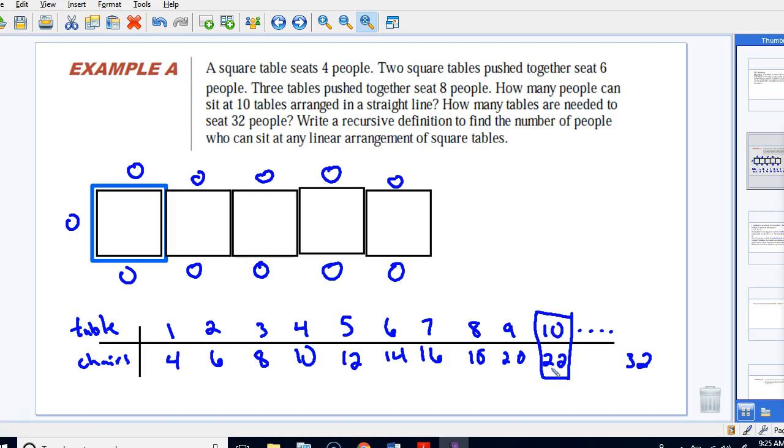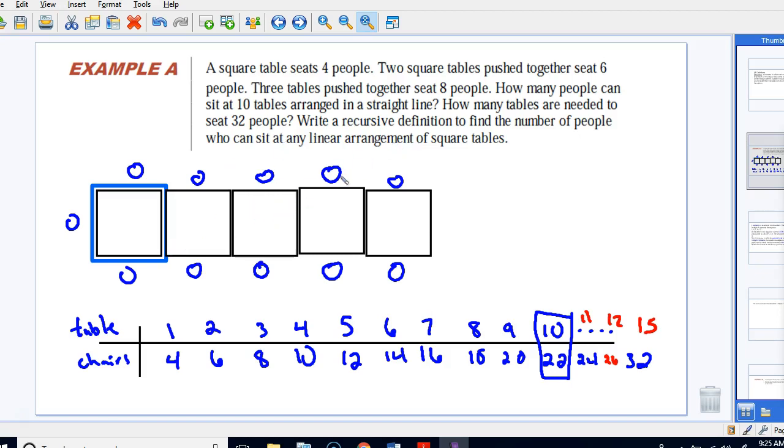So we have 10 tables put together, there's 22 people, and then it'd be 24 is 11, here I'm going to use a different color, 26 is 12, 28 is 13, 30 is 14, and 32 would be 15. So if we needed 32 people all in a straight line, we need 15 tables pushed together that are like this style table. Alright, so there we go.